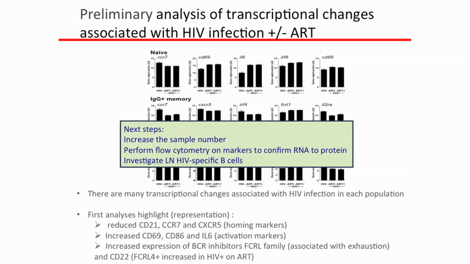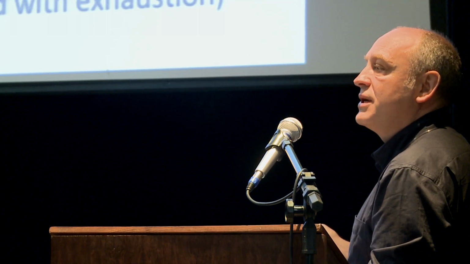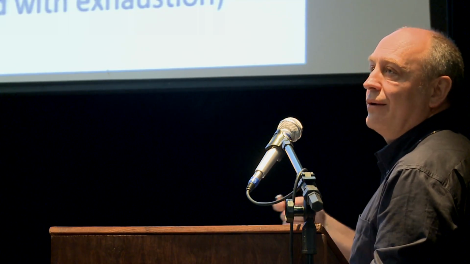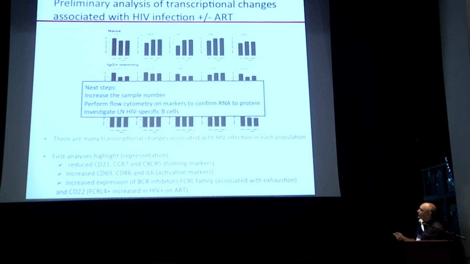The next steps in this are to increase the sample number and perform some flow cytometry on the markers that we find, to confirm the RNA to protein. So we found what the RNA signature is. Can we actually relate that by going back and doing staining again on these individuals? And also investigate HIV-specific B cells in the lymph node as well. And we're actually doing that pretty soon.